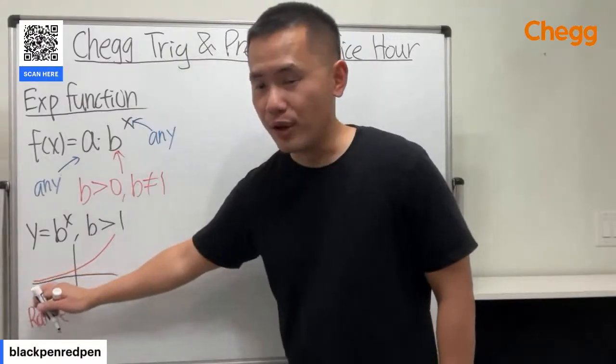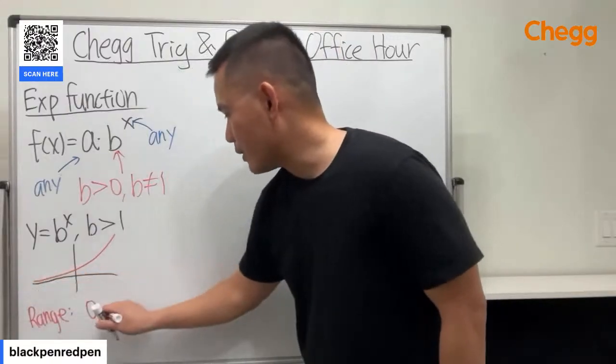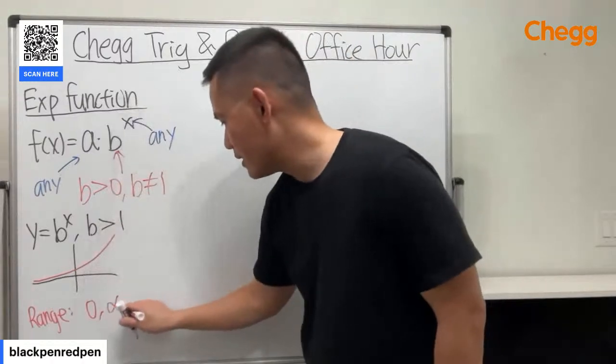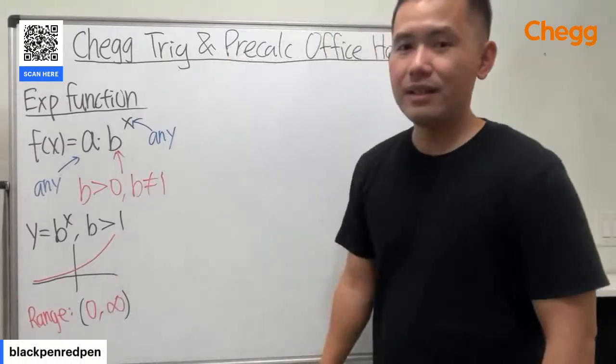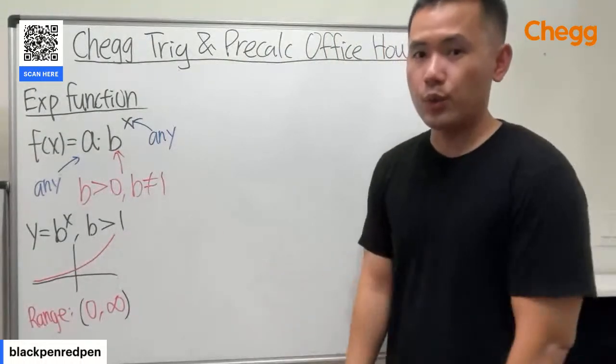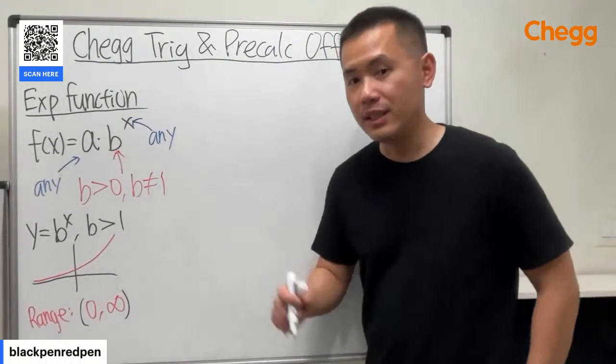You do not touch 0, right? You do not include 0, but it goes up to infinity. So it's not including 0, but it does get to infinity. You can also write it as y is greater than 0.